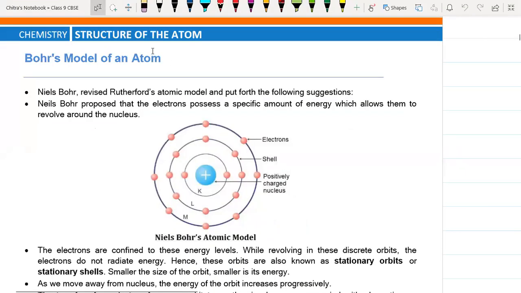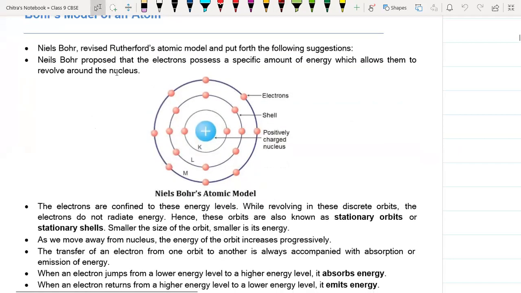Hello everyone. Today we are going to cover the structure of atom. Here we are going to cover the model of an atom given by Bohr. So first we have to cover the important postulates given by Niels Bohr in his atomic model.